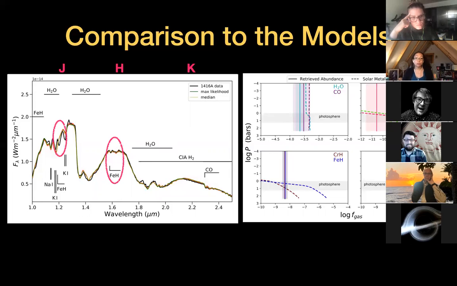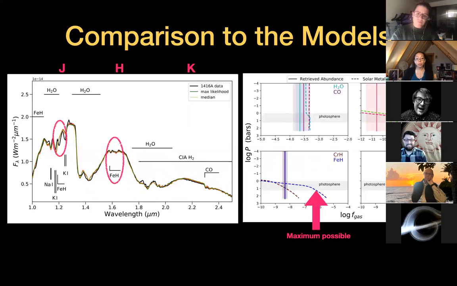On the figure to the right, we're looking at our retrieved abundances compared to what we expect to get from a solar metallicity model grid. Our abundances are the solid lines with the shading, and what you expect from the model grid is the dashed lines. Looking at iron hydride in blue, what we notice is that the maximum amount that we should see in the photosphere is much greater than what we end up retrieving.